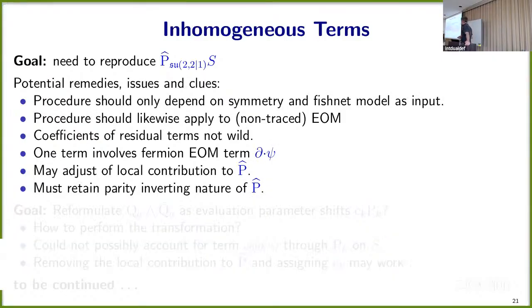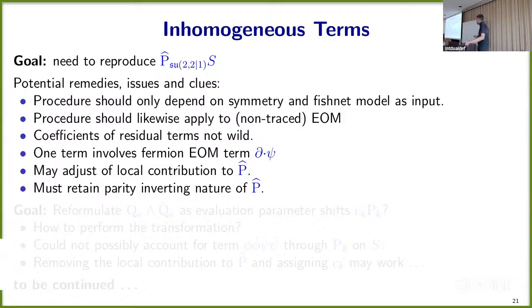Right. You also see some equation of motion appear in those, so some d dot psi rather than some combinations acting on the derivative on the side. But this is just taking a trace of the derivative acting on the fermionic field. So maybe that's a hint. One may have to adjust the local contributions of p hat.